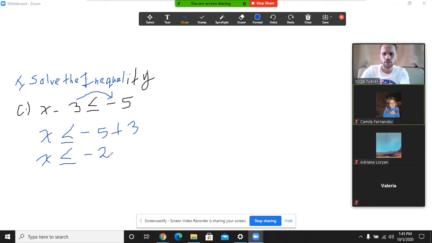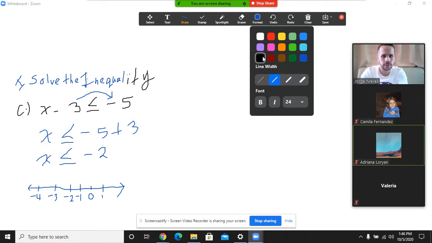Okay. So now I'm gonna put that on the graph. It's going to be to the left on the number line. But the question is, is -2 included in the values of this inequality? Yes. Okay, so it's gonna go to the left, and -2 is gonna be included in the values of this inequality. So it's gonna be like this.